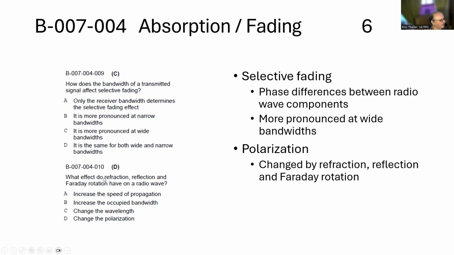What effect do refraction, reflection, and Faraday rotation have on a radio wave? So all of these happen in the ionosphere. Faraday rotation has more to do with hitting a moving object like a satellite. So it all changes the polarization of the signal. So D is the correct answer.